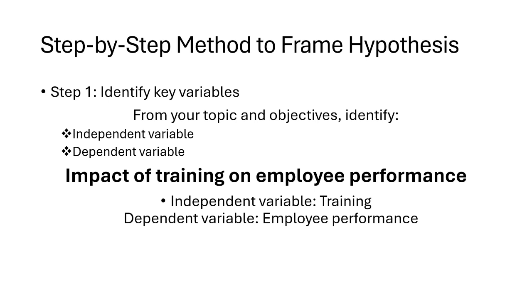For example, if the topic is impact of training on employee performance, then training is one factor, employee performance is another factor. We can understand that employee performance depends on training. So, employee performance is the dependent variable, training is the independent variable.